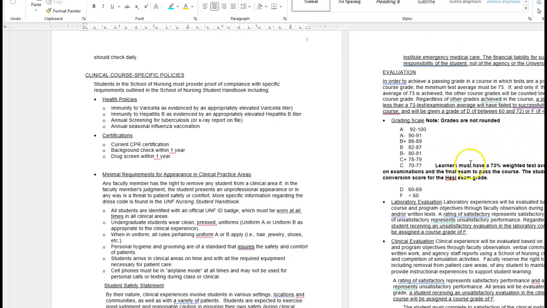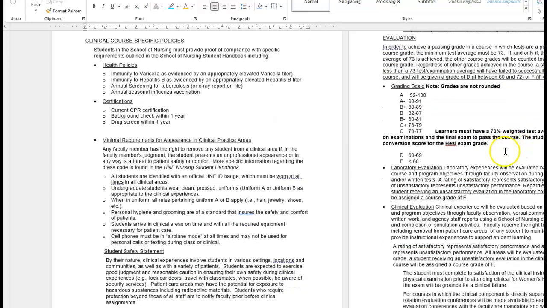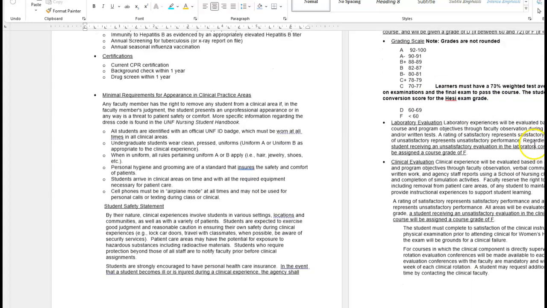Evaluation of the course, you have to have a 73 test average without the HESI. So you guys, this time we have included the HESI in your grade. And we'll talk about that. But the grades, you're going to have 5 tests for me. You're going to have 4 tests and a final exam. We're going to look at the weight here in a second. But those have to be a 73 without the HESI in order to pass the test.